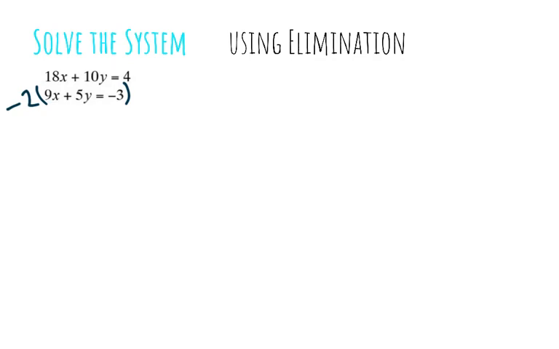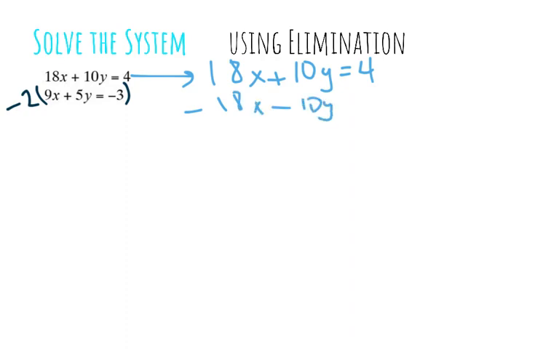just to remind myself to make sure I multiply everything by -2. I'm going to just take my top equation over just so I can keep everything in a nice little linear fashion when it comes to doing some algebra. So I have 18x plus 10y equals 4. And when I go through and I multiply by -2, I get -18x minus 10y equals a positive 6.